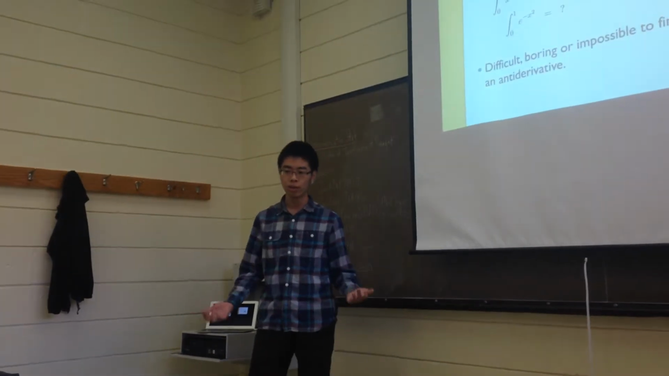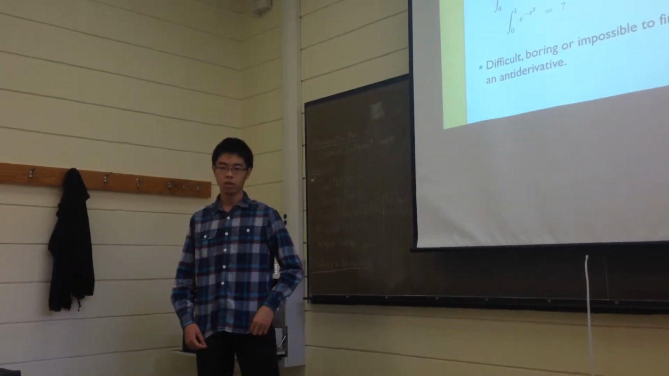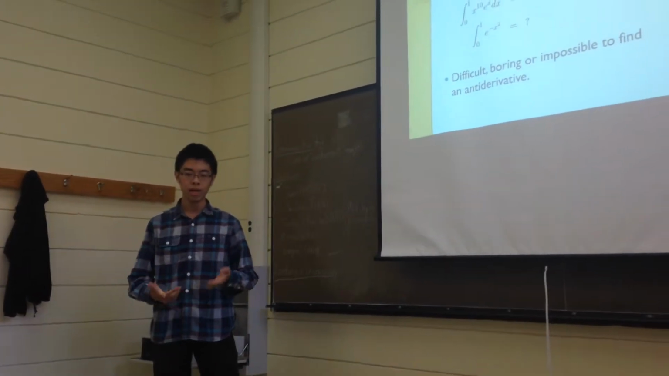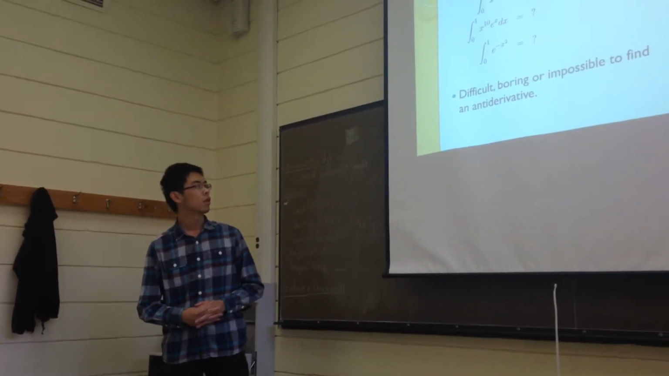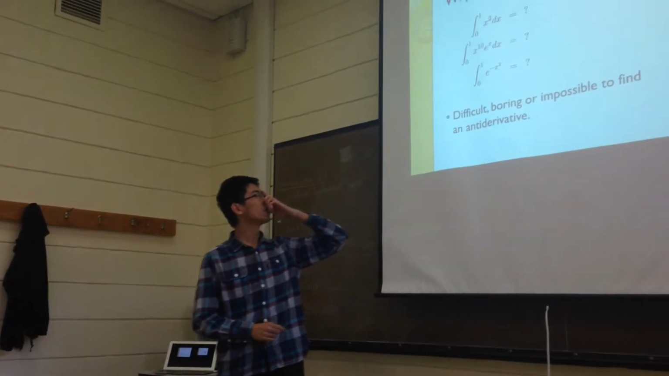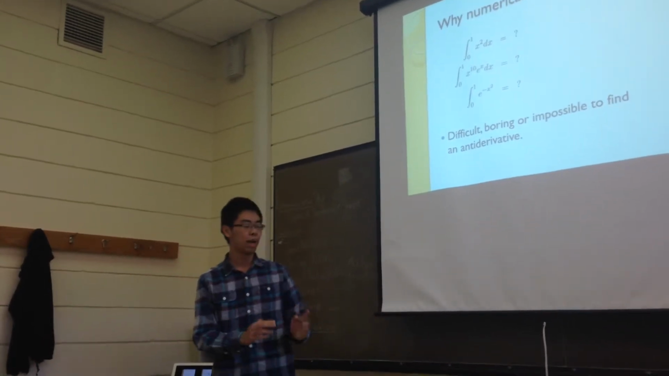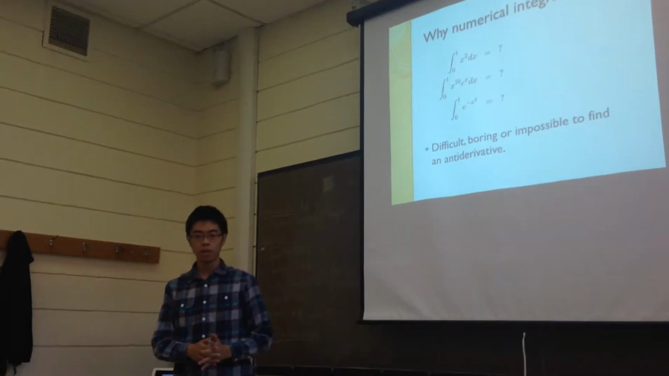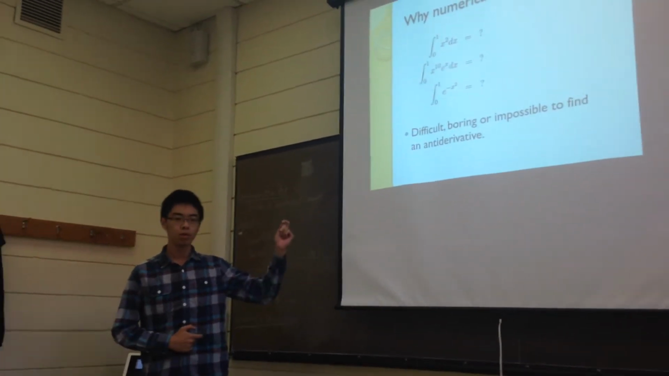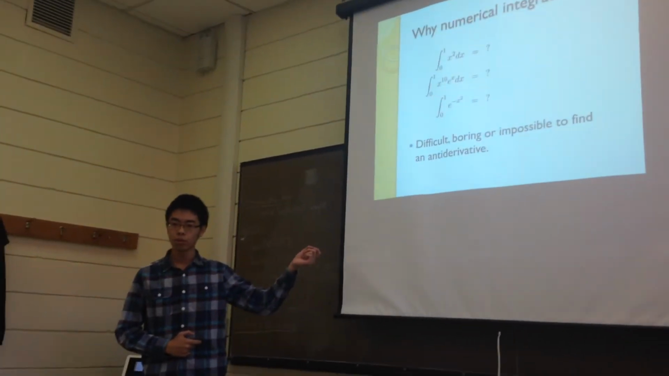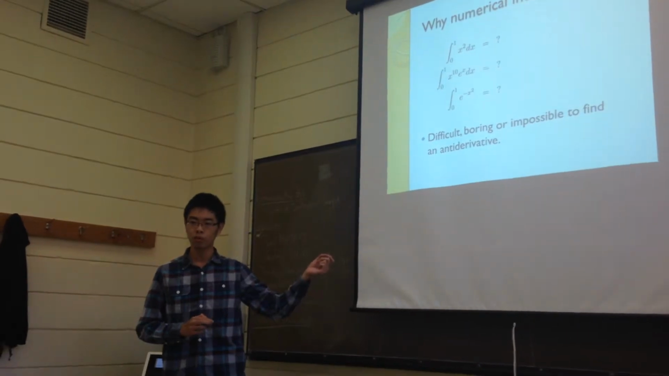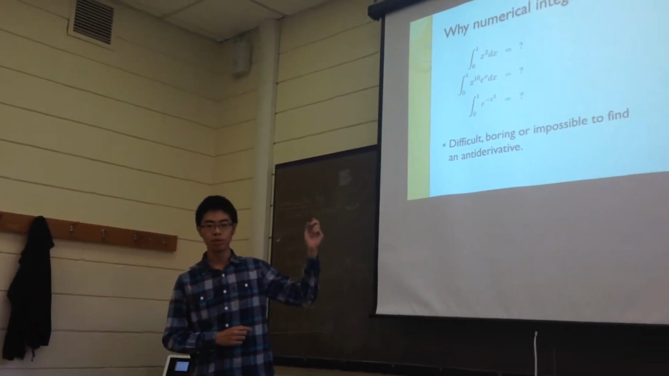So why do we need numerical integration? The short answer is because analytic methods fail. Let's consider this example. The first one, the integration of x squared from 0 to 1. It is very simple, you see, because we can easily find an antiderivative, which is x cubed over 3, right? So the answer is 1/3.